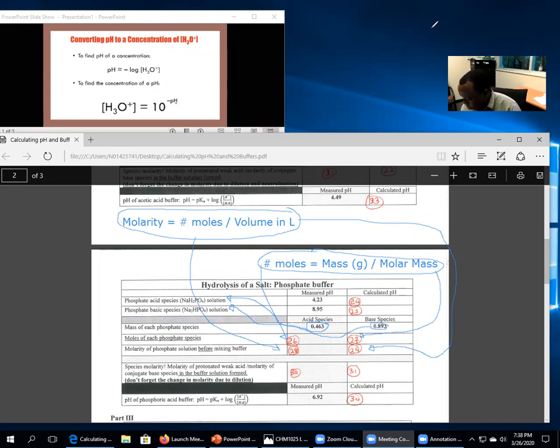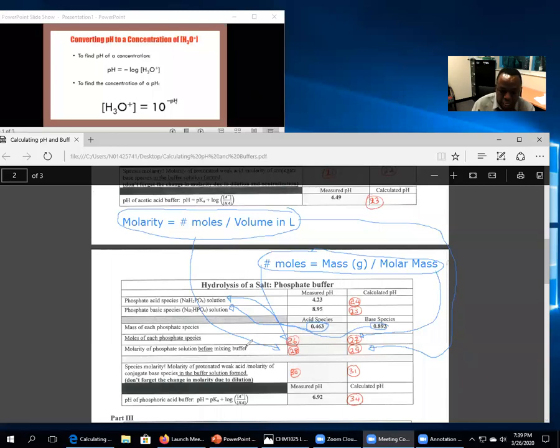If you look at the top of the page, it says dissolve the acid in 50 ml water and swirl the solution to completely dissolve. So you are weighing out the acid and the base in a weighing boat, and you dissolve in 50 ml. And item 28 and item 29 is to find the molarity of the phosphate solutions before mixing.